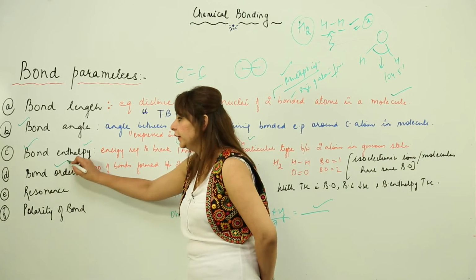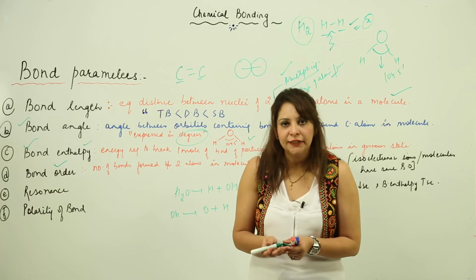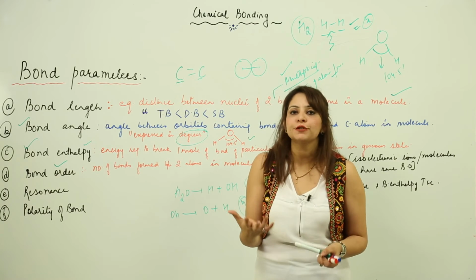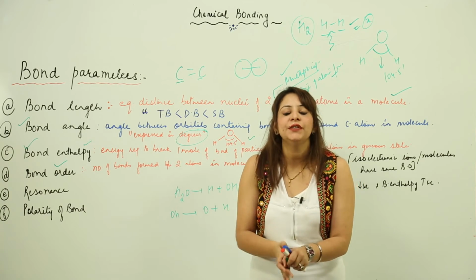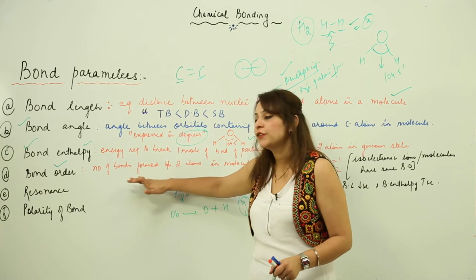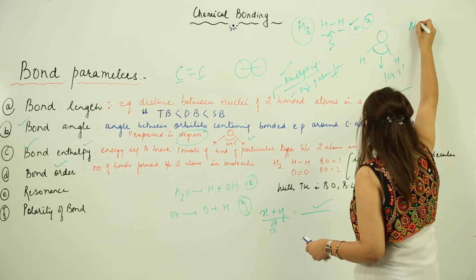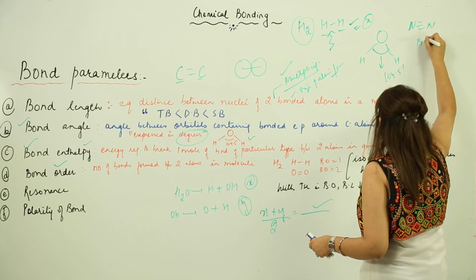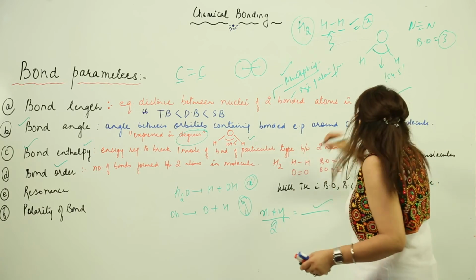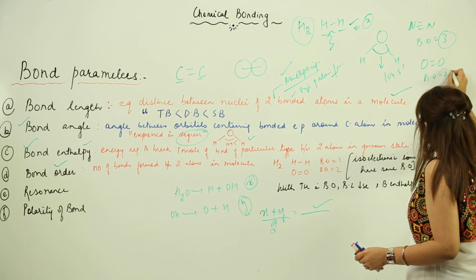Next is bond order. As I told you, we are going to study many theories, and according to the different theories we have different definitions of bond order. But as far as we have discussed till now, bond order is the number of bonds formed between two atoms in a molecule. In nitrogen there is a triple bond, so 3 bonds are formed, and obviously the bond order is going to be 3. Likewise, in the oxygen molecule there is a double bond, so the bond order is going to be 2.